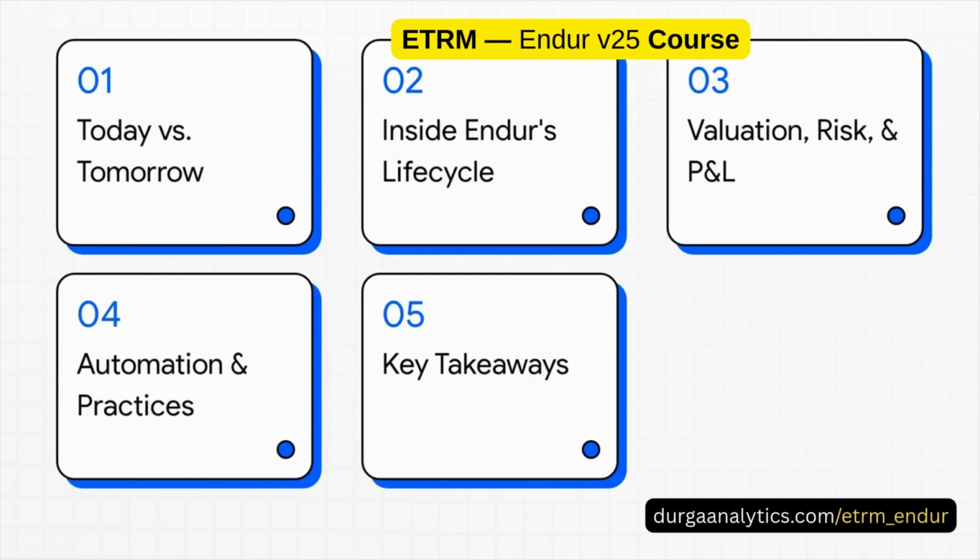We'll kick things off with the basic market differences, then jump right into Endur to see how it handles the life cycle of each trade type. After that, we'll get into the numbers, valuation, P&L, then cover some crucial automation tips and best practices, and wrap it all up with the key takeaways you can start using right away.